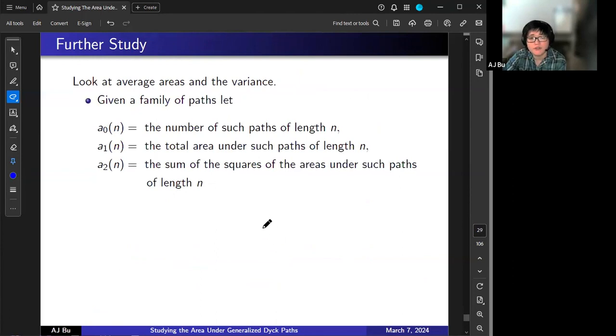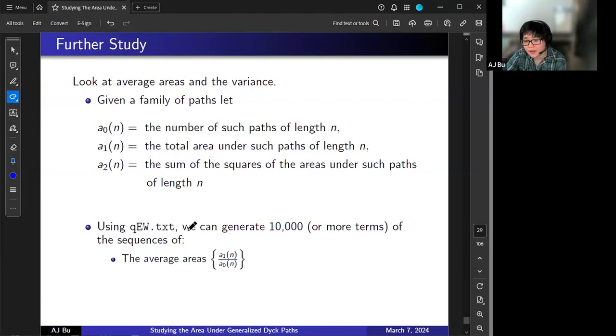So one thing that this allows us to study is the average areas and the variance, right? So if we have a family of generalized Dyck paths, and we let A sub 0 of n be the number of paths of length n, A sub 1 of n be the total area under such paths of length n, and A sub 2 of n be the sum of the squares of the areas under such paths of length n, then using the Maple package that accompanies our paper, we can generate 10,000 or more terms of the sequences of the average area. So it's going to be A sub 1 of n over A sub 0 of n, right? Because that's the total area over the number of paths.